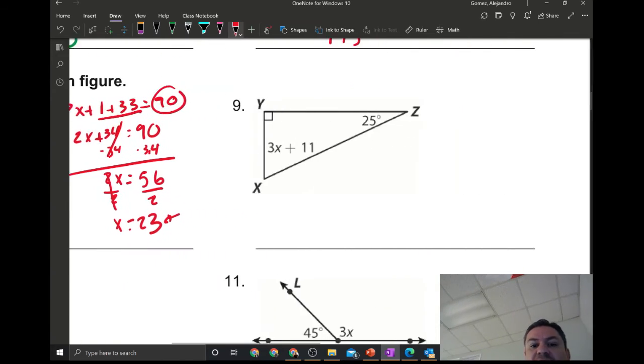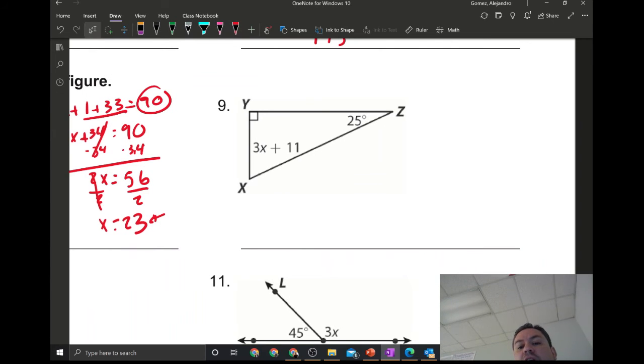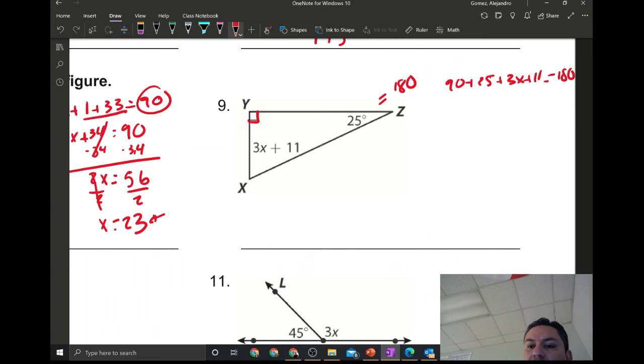Next one, number 9, we have a triangle. The sum of the inside angles of a triangle is 180. This is 90. This is 25. So you can do it two ways. You can just find the difference and then go from it. So 90 plus 25 plus 3x plus 11 equals 180.